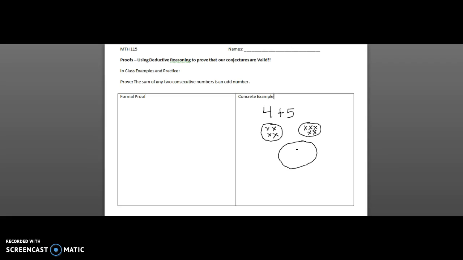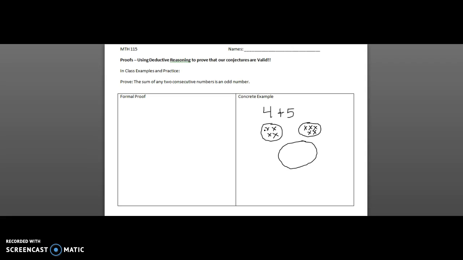Now, the trick in a concrete example is how you go about moving these objects down into the circle that represents the sum. If I just drew 9 x's down here and counted them up and said, hey, look, it's 9, that's no better than me saying 4 plus 5 is 9. So this is the really critical part. I want to prove to people that the number I get is always going to be odd. And after you do a few, you kind of learn the tricks.